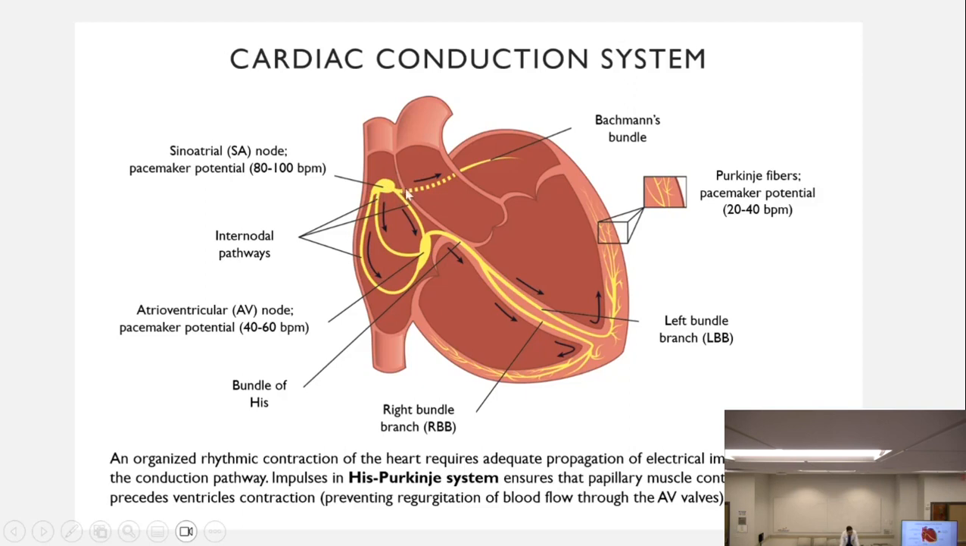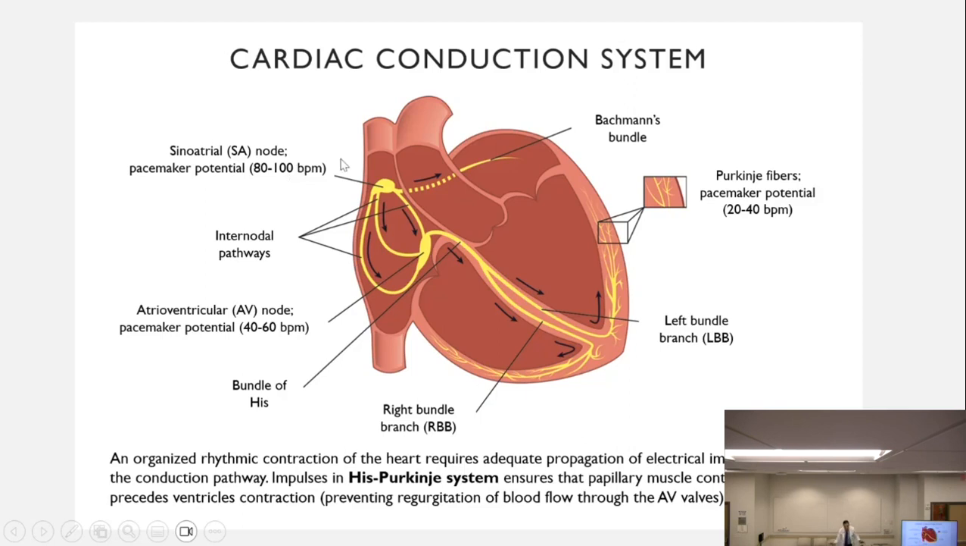Notice where it's located, in the upper part of the right atrium. It's called the pacemaker of the heart because it's the one that typically determines the baseline heart rate. It auto-generates beats at around 80 to 100 beats per minute.